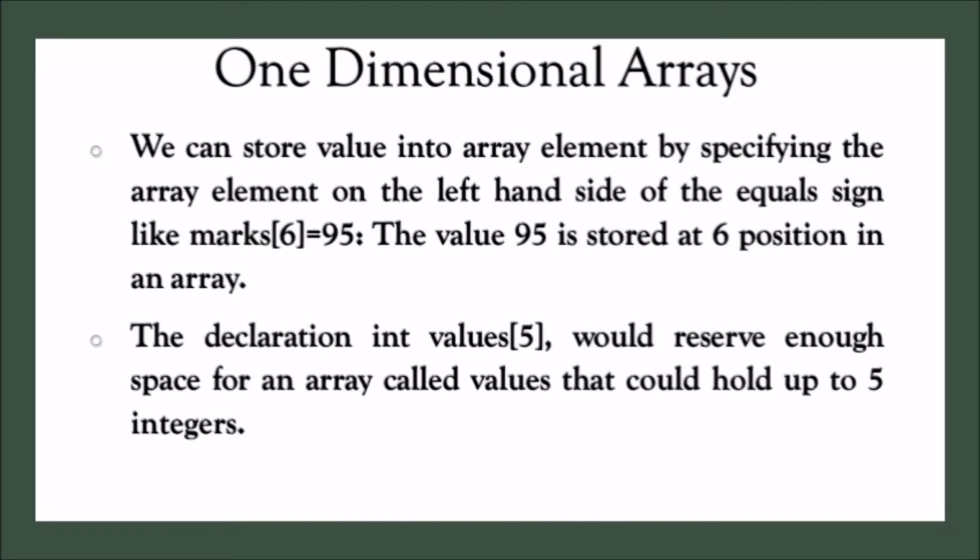The declaration int values[5] would reserve enough space for an array called values that could hold up to 5 integers. That's why we discussed that the disadvantage is that if we declare the array size 5 and we only store 2 values, then the remaining 3 memory spaces are wasted.